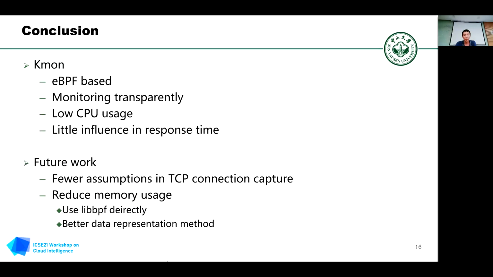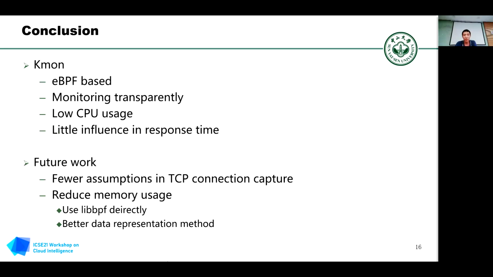Here is the conclusion. To create a transparent monitoring system with multi-level indicators, we introduced Kmon, an eBPF-based system. It transparently captured various types of indicators and organized them in 3 levels, which is convenient for system operators and algorithms. Experiments showed it has low CPU usage and little influence on the server's response time.